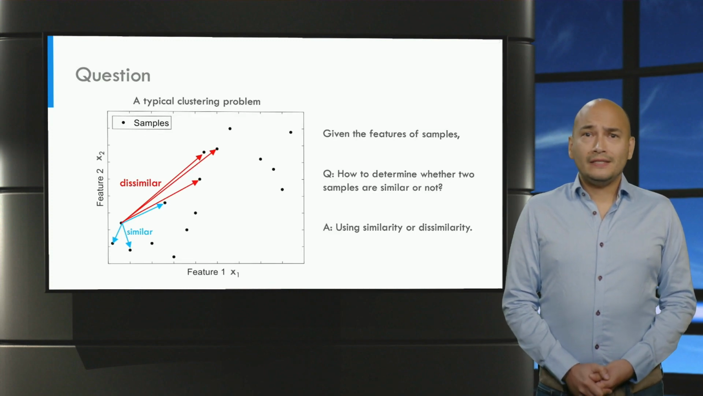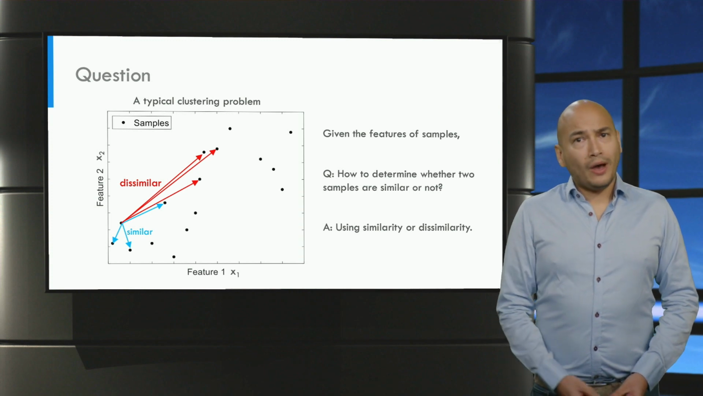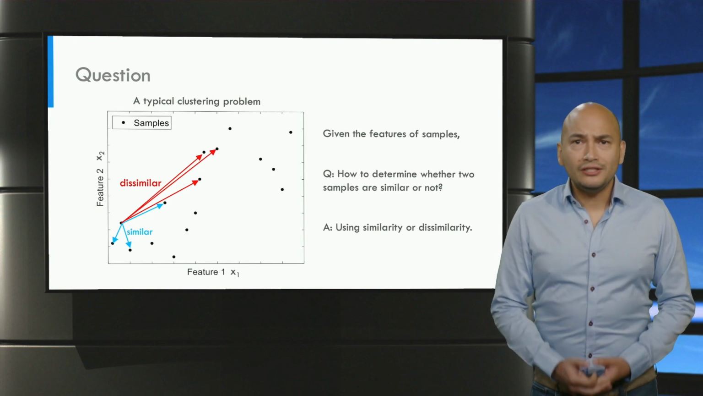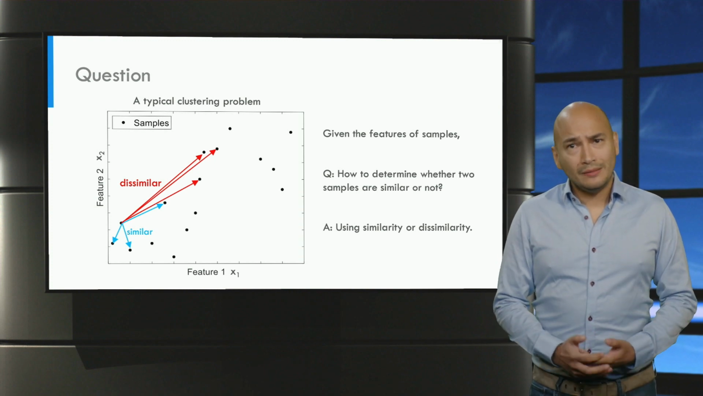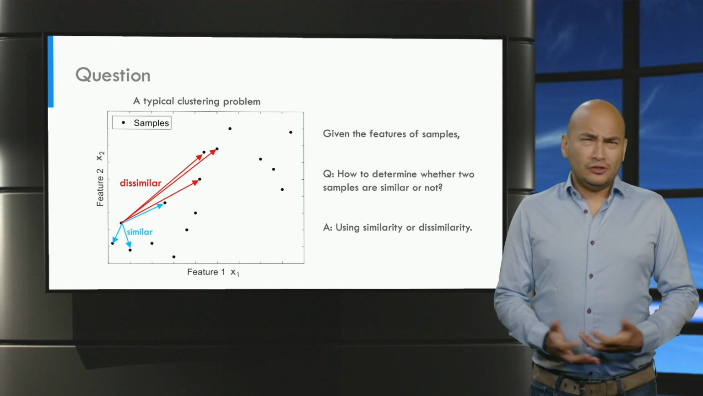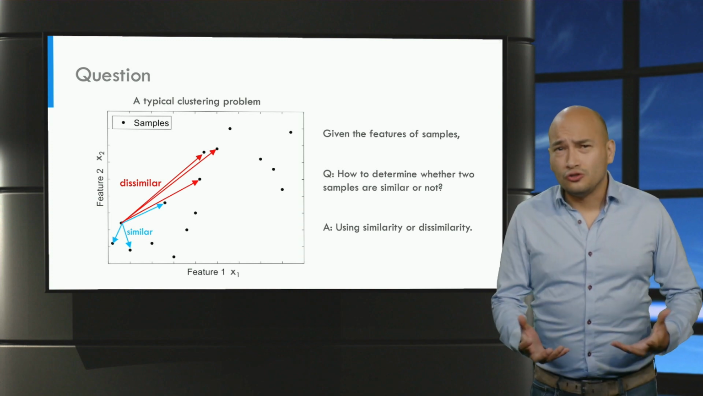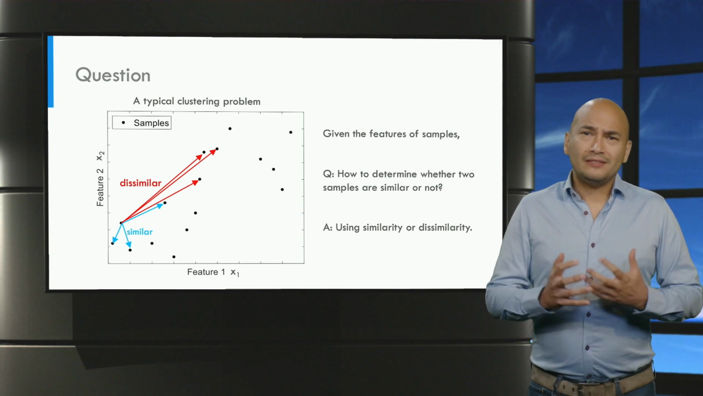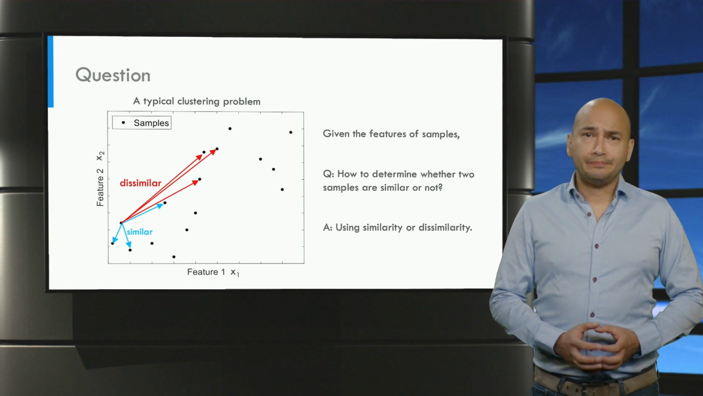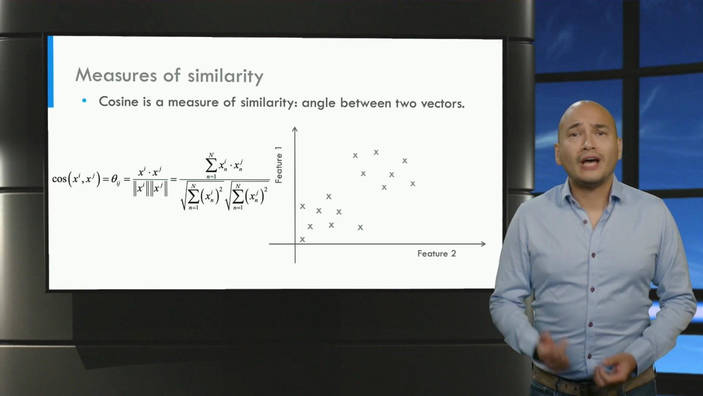So let's start with a typical clustering problem using two features, x1 and x2. In this 2D feature space, we want to determine if the data samples are similar or dissimilar to perform the clustering analysis. So how do we determine whether two samples are similar or not? The answer is that we must use a measure for similarity or dissimilarity. One of the options is to use what is called cosine.